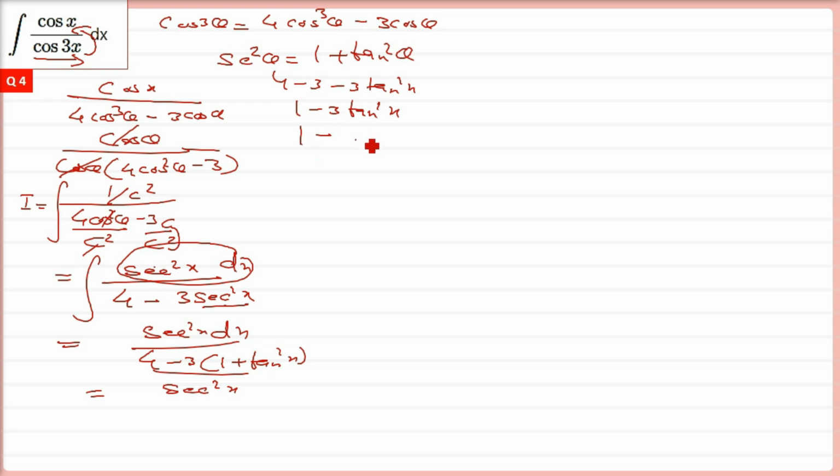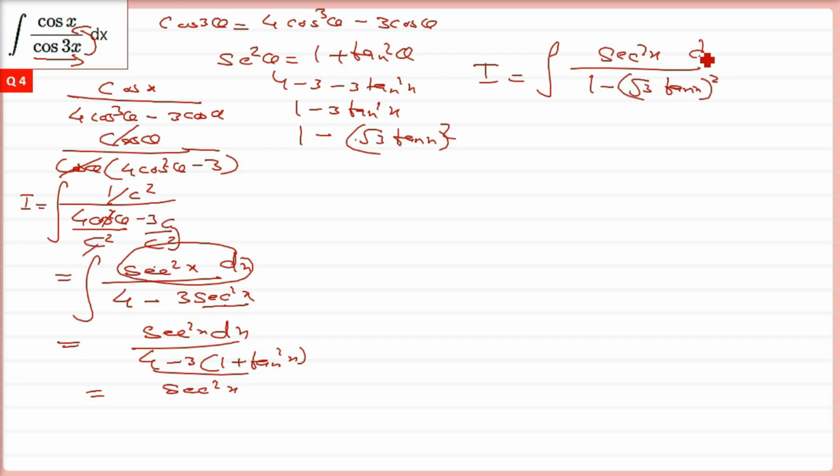So now, making this a perfect square, you can write it as 1 minus root 3 tan x whole square, because we need this in the denominator. So when we place sec square x as 1 plus tan square x, we got what? Let me write it. The integration has become sec square x dx over 1 minus root 3 tan x whole square, that is what we got after applying sec square x as 1 plus tan square x.